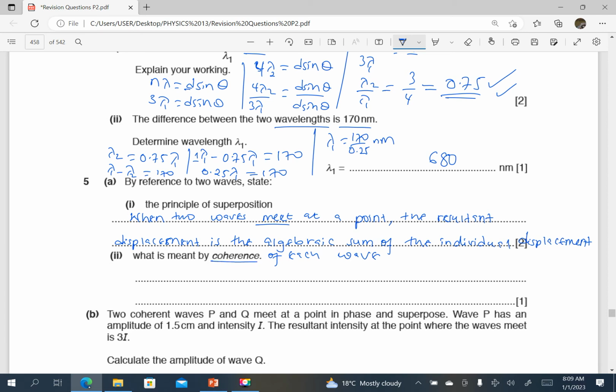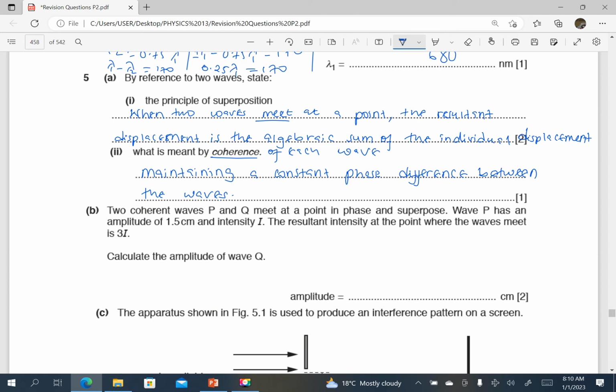What is meant by coherency? Now the word coherence will be common to us. The word coherence means maintaining a constant phase difference between waves. So maintaining a constant phase difference between the waves. When two waves maintain a constant phase difference, we say that the sources are coherent.